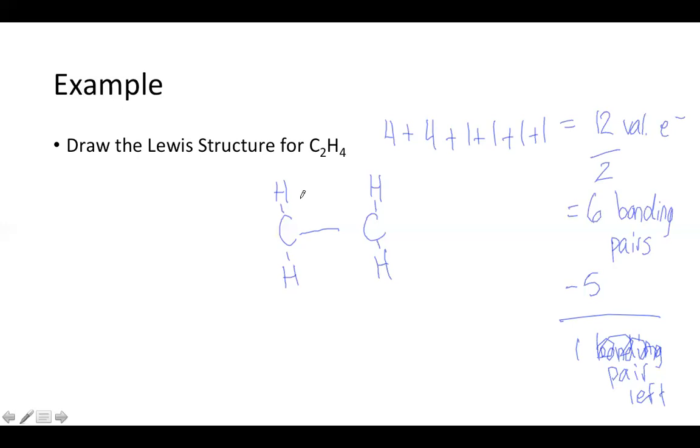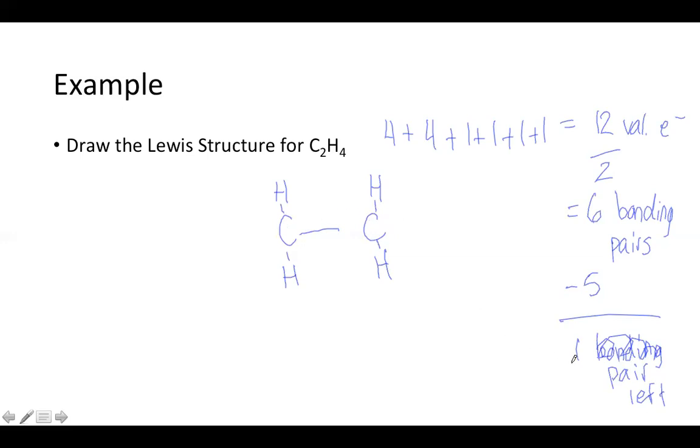Next, if we jump to the central atoms and check whether they are satisfying the octet, let's look at this left carbon first. Right now it has 2, 4, 6 electrons with it, so it is not satisfied. Same kind of deal with the right carbon, 2, 4, 6. So neither one of these carbons are satisfied.